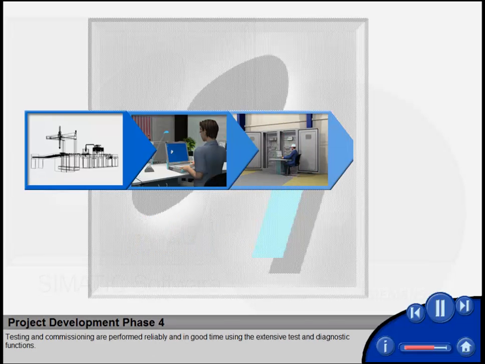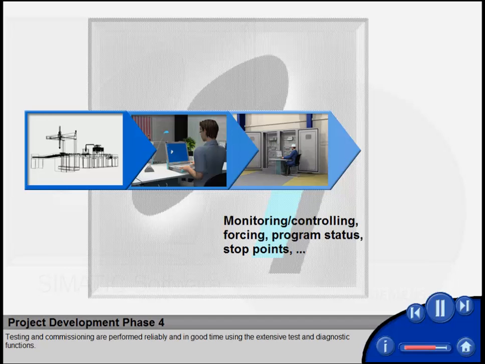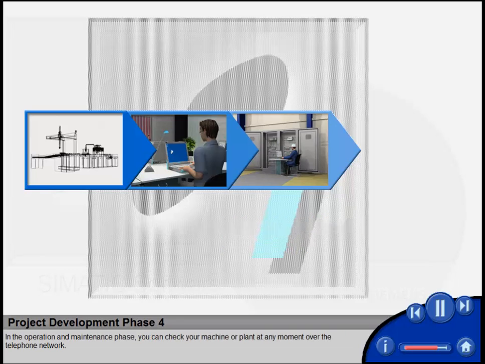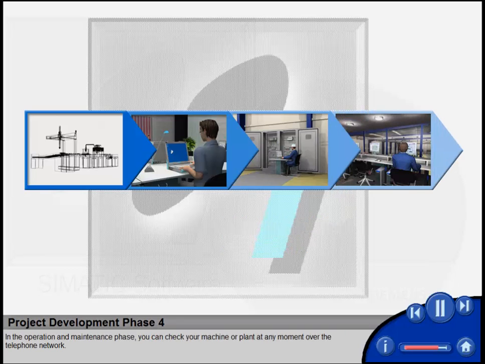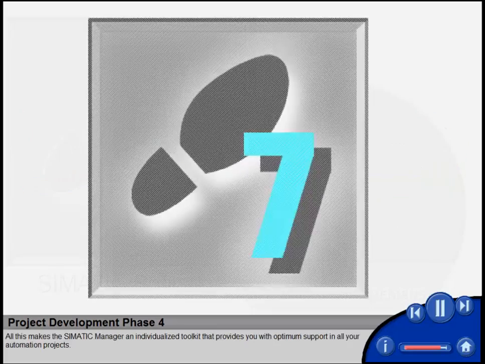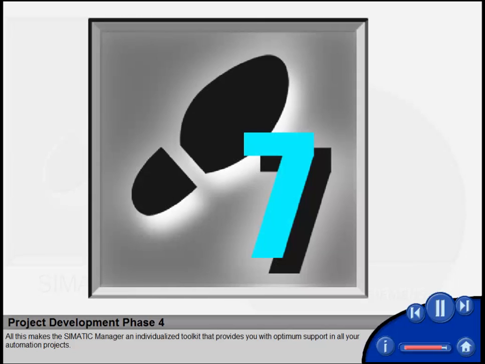Testing and commissioning are performed reliably and in good time using the extensive test and diagnostic functions. In the operation and maintenance phase, you can check your machine or plant at any moment over the telephone network. All this makes the Simatic Manager an individualized toolkit that provides you with optimum support in all your automation projects.